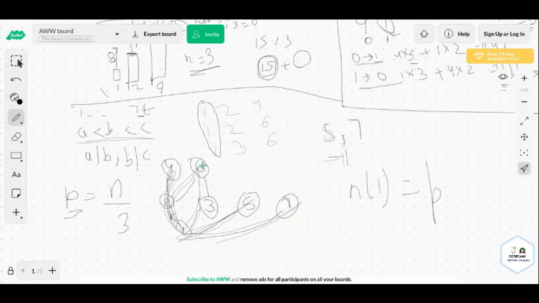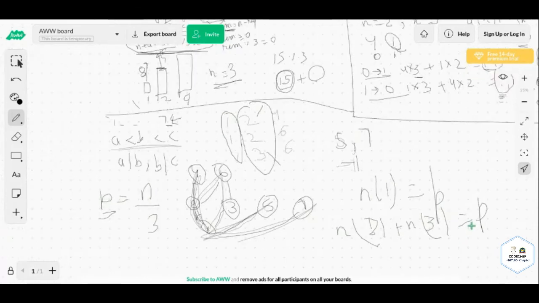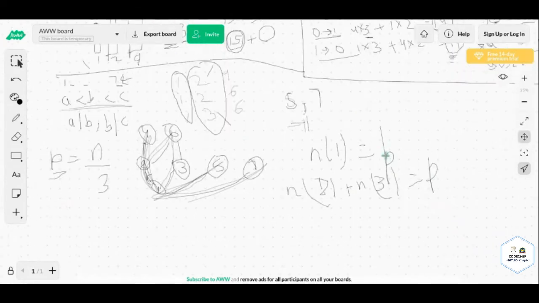Because one is in every partition, the number of 1s must be p. If it is not p, then the solution doesn't exist. The second condition is that the number of 2s plus the number of 3s, because at the second position we have either 2 or 3, should also be equal to p, right? And if it is not the case, then the solution doesn't exist.